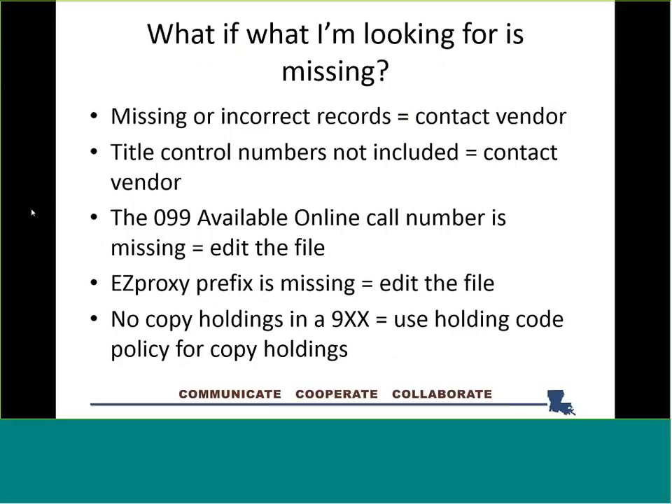So what to do if what you're looking for is missing? Well, if you're missing or have incorrect records or title control numbers aren't in the record, then you want to contact the vendor because something's probably wrong with the record file. If the 099 available call number is missing, then you want to edit the file. Same thing for the Easy Proxy prefix. If there's no copy holdings in the 9XX, then you can use a holding code policy to create copy holdings.